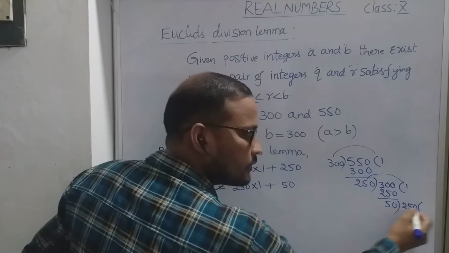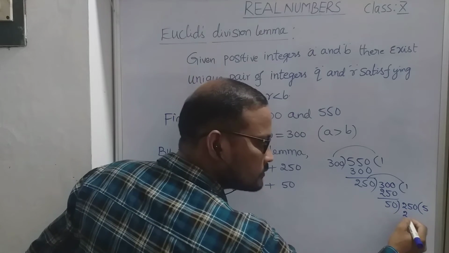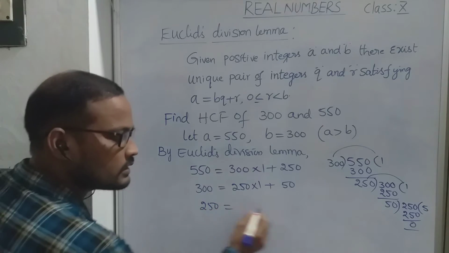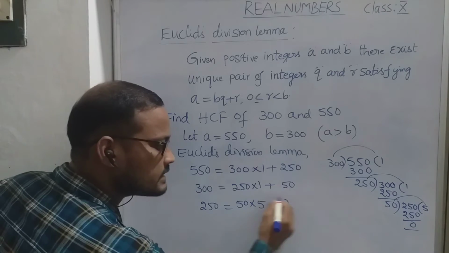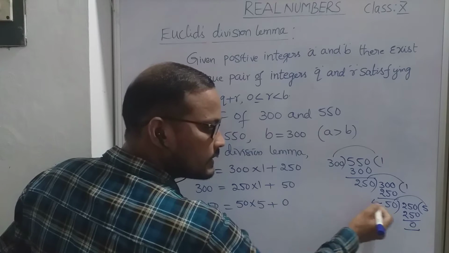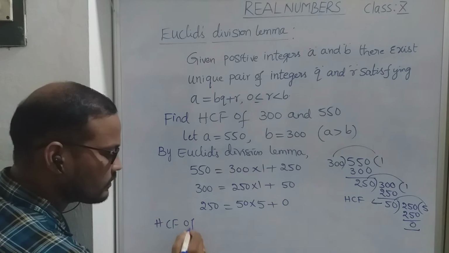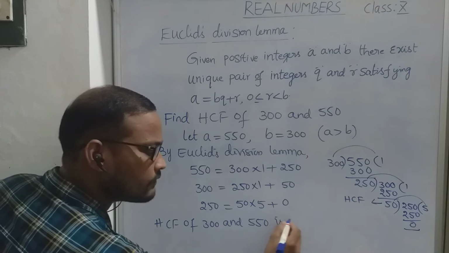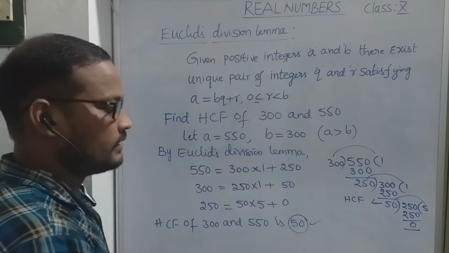Again you have to continue. How many times? 5 times. 5 50s are 250, remainder is 0. So now write 250 is equal to 50 into 5 plus remainder 0. After getting remainder 0, the divisor is called the HCF. So the HCF of 300 and 550 is 50. Now this is the HCF. Did you understand, children?